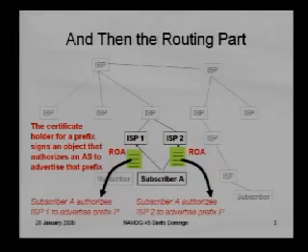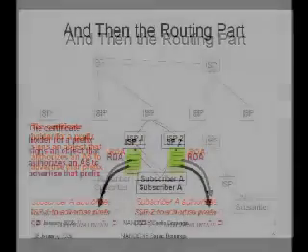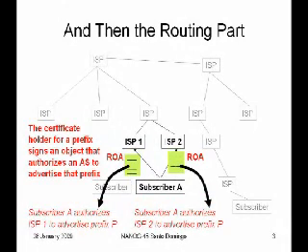Beyond the certificates, there's something called the route origin authorization, the ROA, and that's the routing part. That's where the prefix holder gets to say who is the authorized AS to originate a route for this particular prefix. And it's set up so that a prefix holder can authorize multiple ASs to originate a route to its prefix.